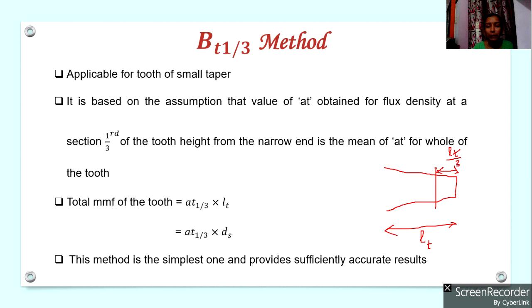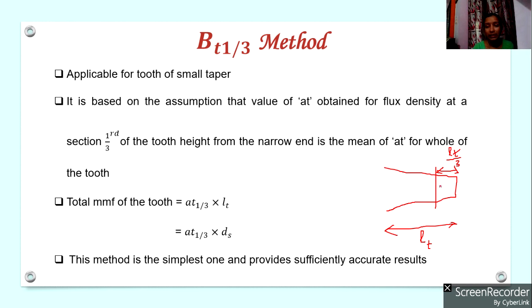So now I have to calculate the flux density corresponding to this section: flux divided by the area of cross section of this section. Corresponding to that flux density, I have to calculate the value of AT, mmf per unit length, from the BAT curve. And that value of AT will be the mean value of AT for the entire tooth. So that is the BT 1/3 method. Okay, once again.